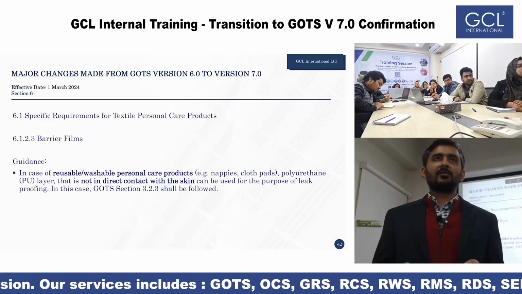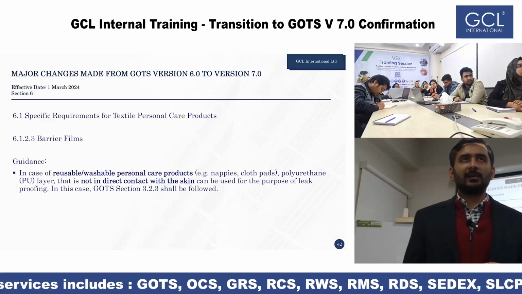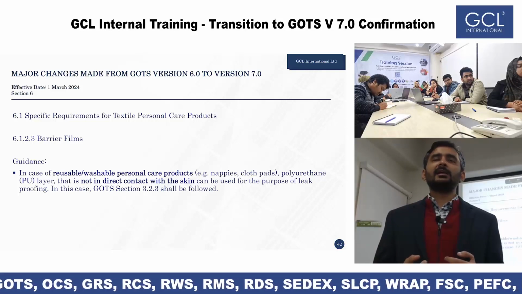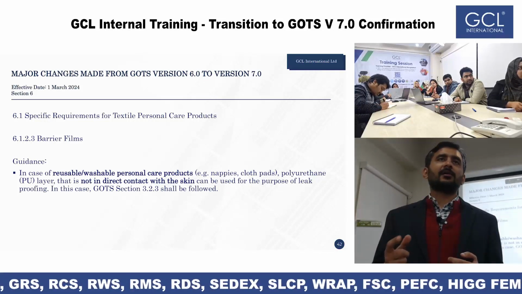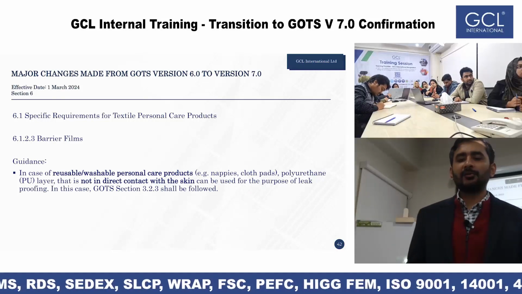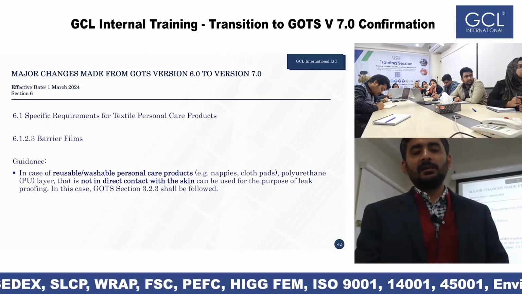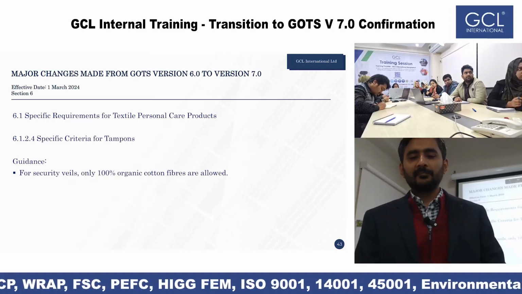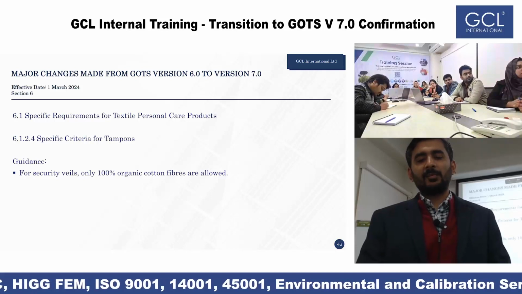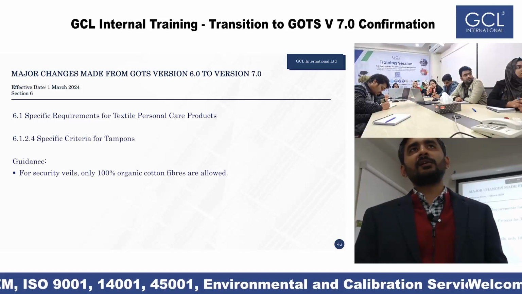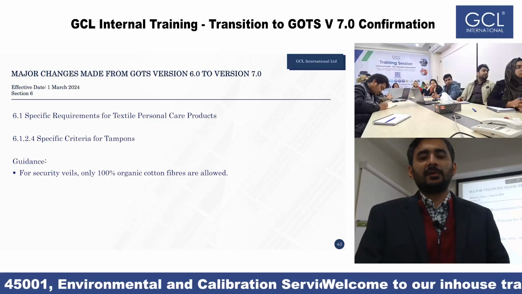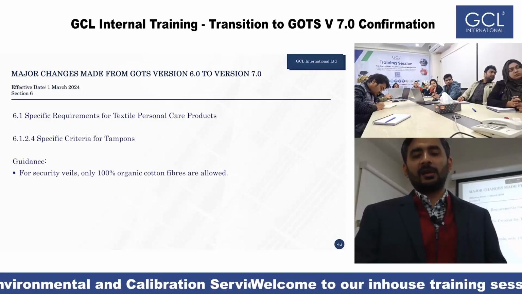So in this kind of material, virgin polyurethane can be used only for the purpose of a barrier, and only if it does not come in direct contact with the skin. So only in those cases for personal care products is this barrier film allowed. And for tampons, 100% organic cotton fiber is allowed. Like in a tampon, for the security veil, whatever material is used, only if it is 100% organic cotton is it allowed.